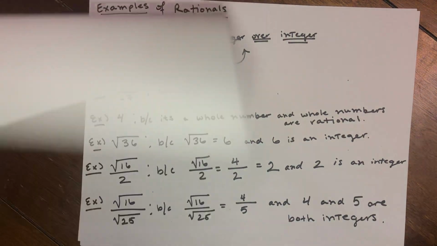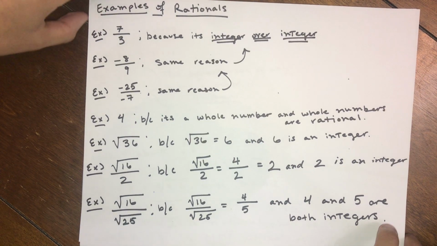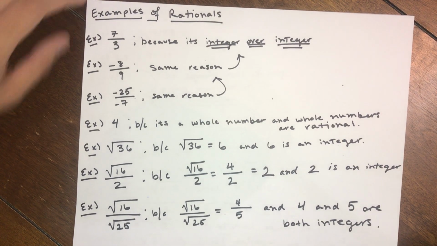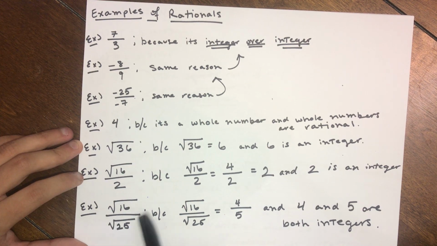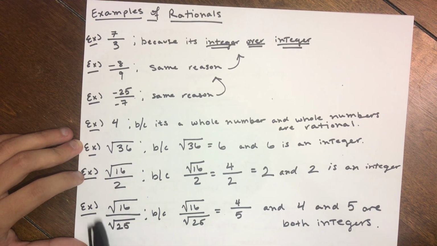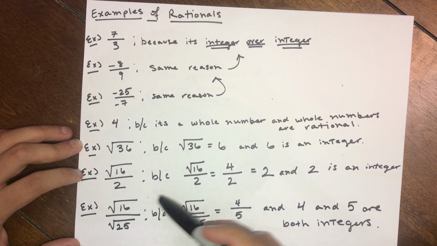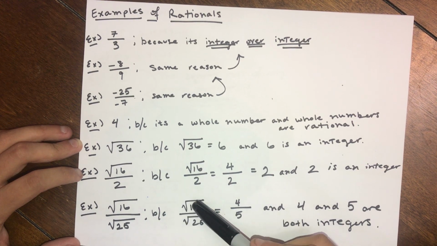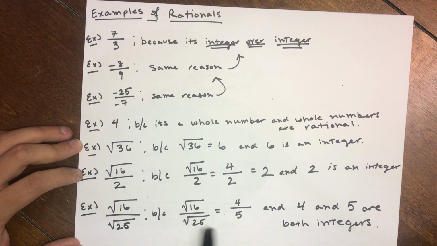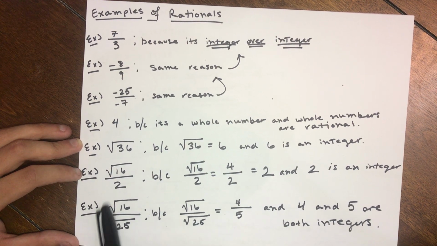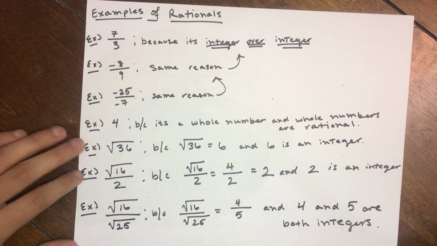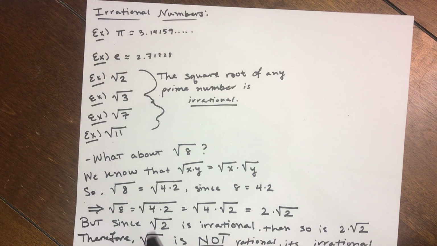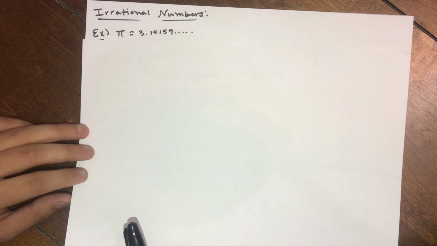And finally, we can look at this last example here. This last example says the square root of 16 divided by the square root of 25. Well, yes, this is a rational number, okay? So notice it doesn't look like integer over integer at first, but when you dive into the actual square root value, you see that the square root of 16 is 4, and the square root of 25 is 5. So now we have 4 over 5, and 4 and 5 are both integers. So that means the square root of 16 over the square root of 25 is rational.